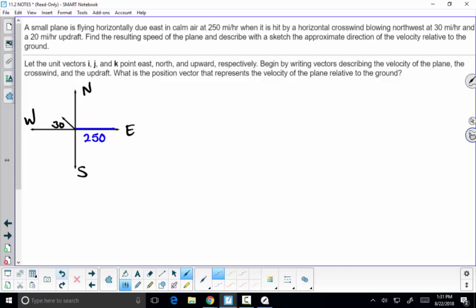Okay, so that gives us a kind of a picture of which direction, what's happening. So if we wanted to, we could draw a parallelogram and kind of get the sense of how that wind is affecting this plane. But there's this extra updraft that's also affecting it. So now we need to try to draw this in three-dimensional space.